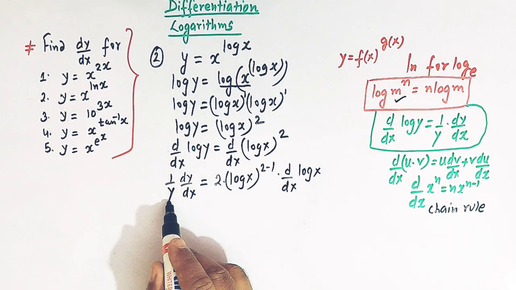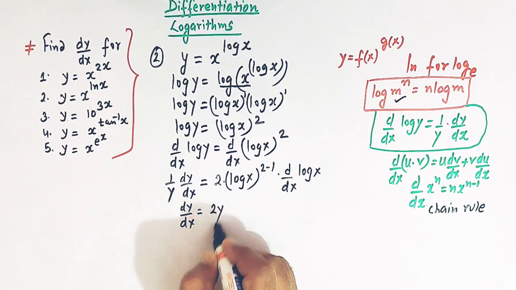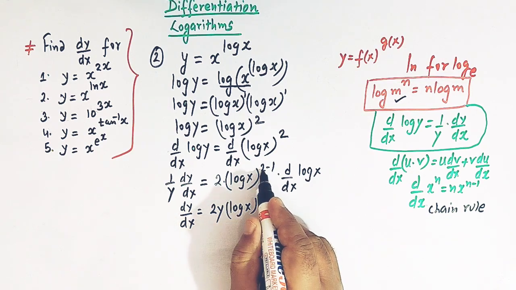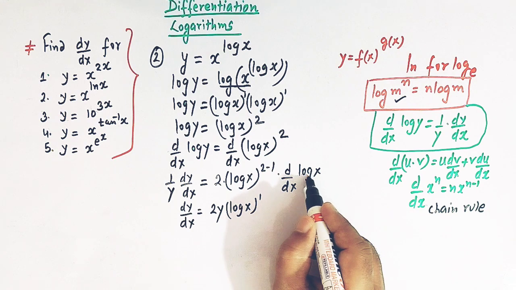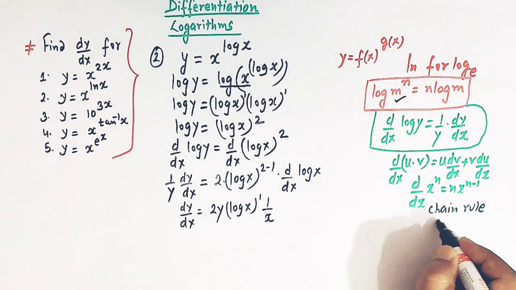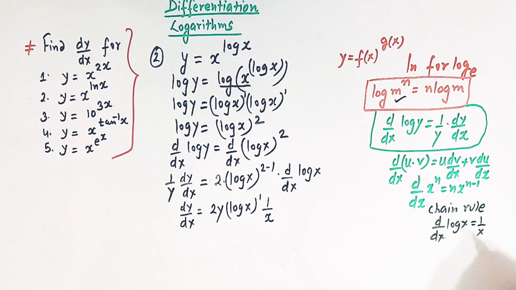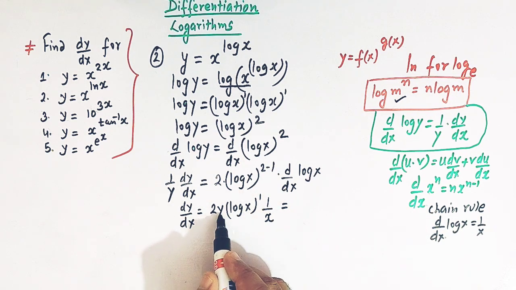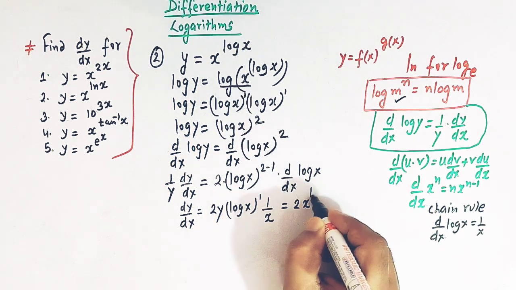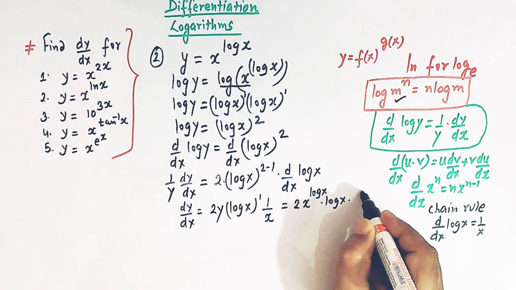So now taking this y to this side, we have dy over dx is equal to 2y, and here we have log x raised to 2 minus 1 is 1, and the derivative of log x with respect to x is 1 over x, right? Because we know that the derivative of log x with respect to x is 1 over x, right? So now replacing y by x raised to log x, so we have 2 x raised to log x, and here we have log x, and this is 1 over x, right?